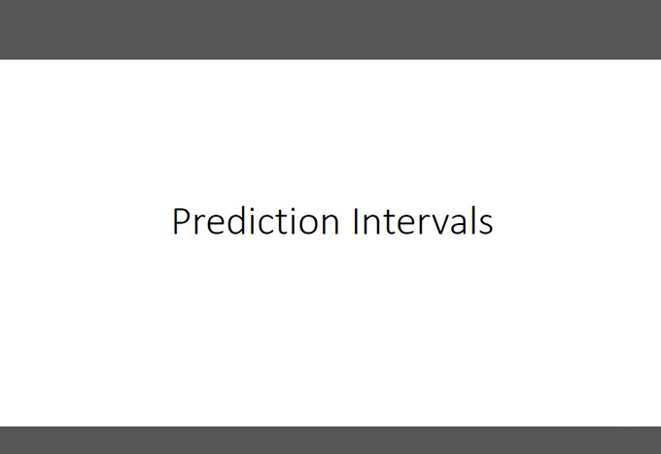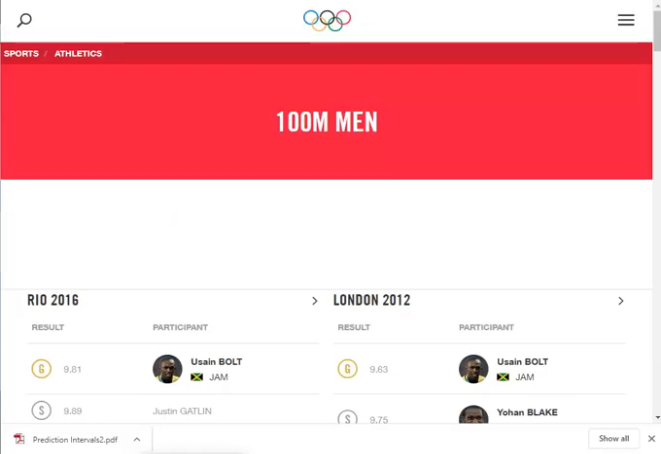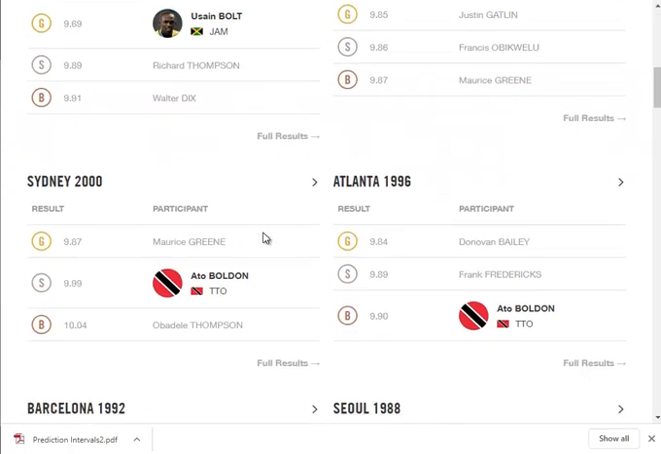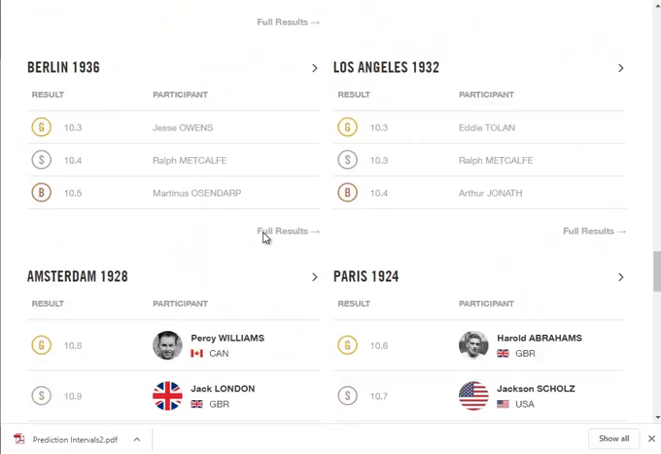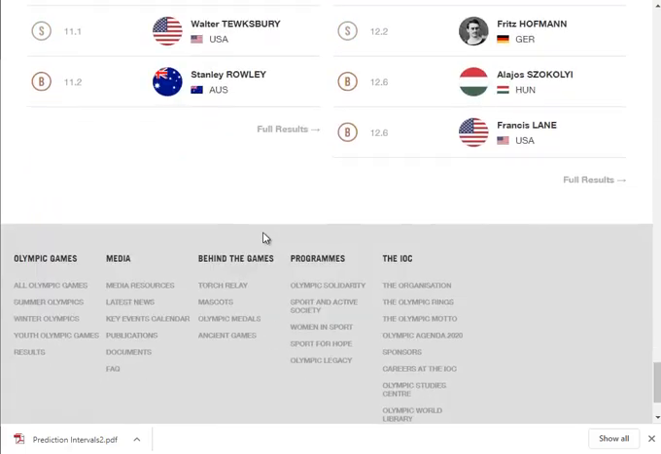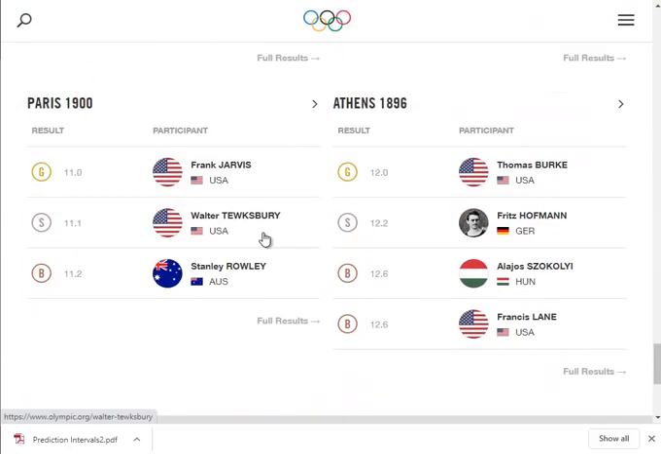So today, for the prediction interval example, what I thought we would do is something a little bit more interesting than just heights and shoe sizes. What I thought we would do is try to predict the future. So let's try to predict what the next Olympics winning 100-meter dash time would be. The way we're going to do that is gather all of the winning times for the previous Olympics, put that into a spreadsheet, and see if we can predict, like I said, the future.